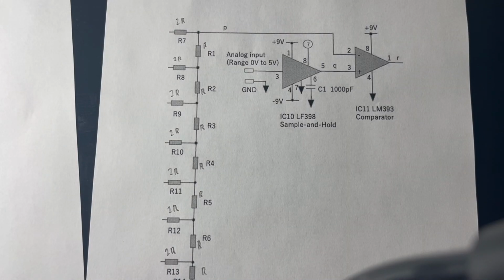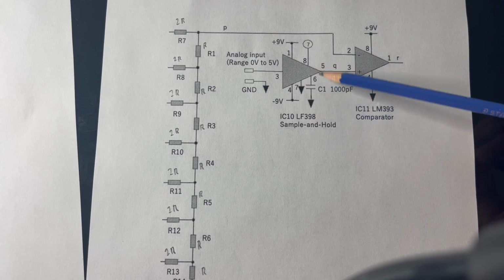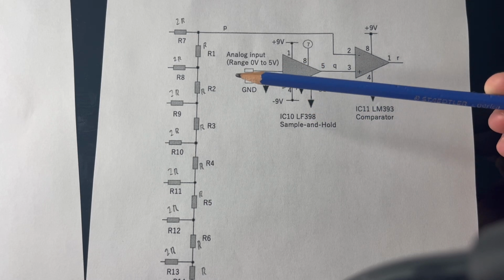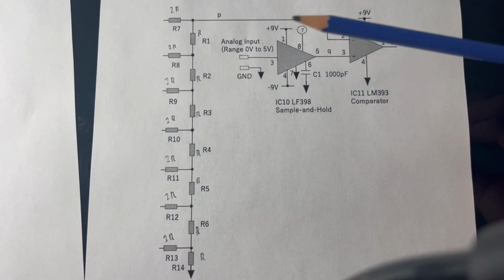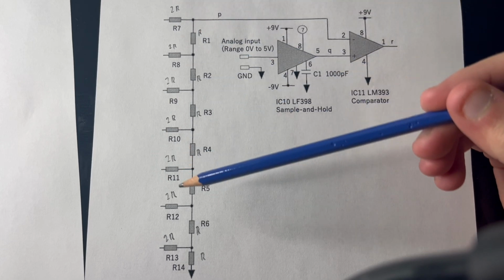Now let's get into how the circuit works. The two steps in understanding how this portion of the circuit works are understanding how the LF398 sample and hold IC functions and how the R2R DAC ladder functions. For starters, we're going to talk about the DAC ladder.